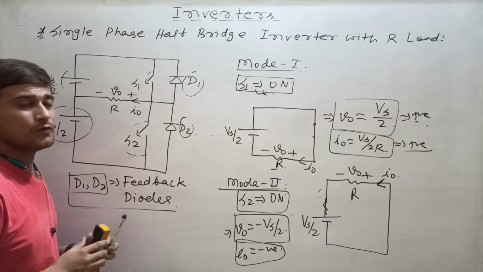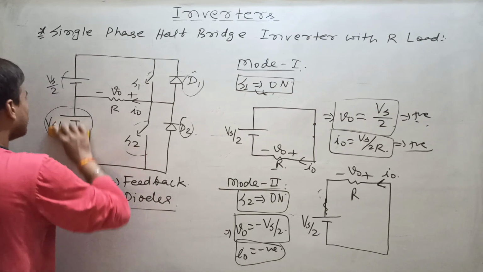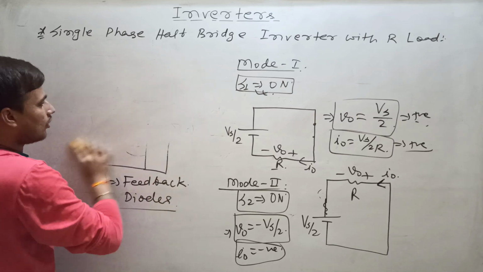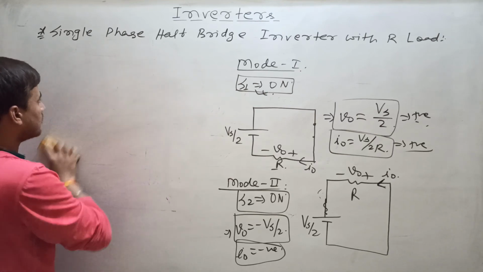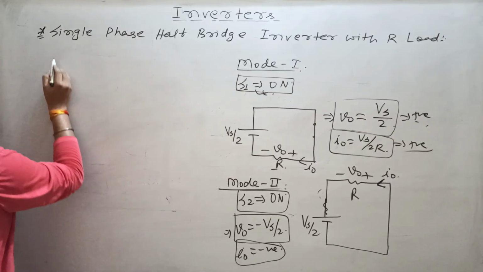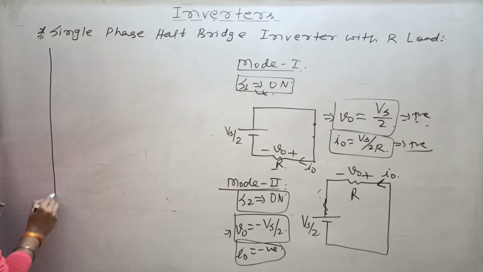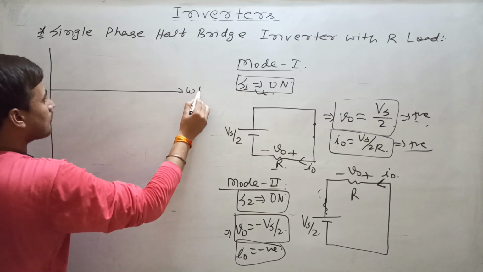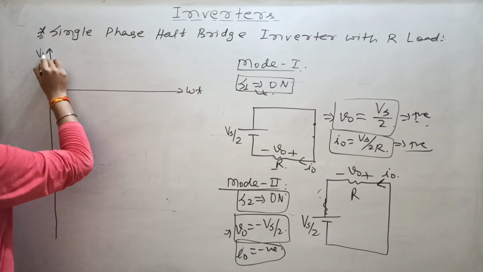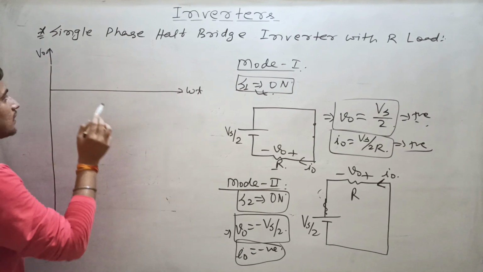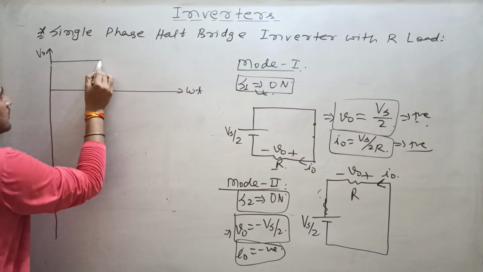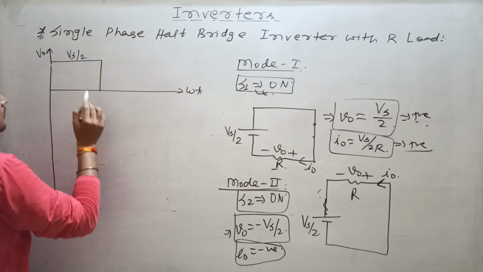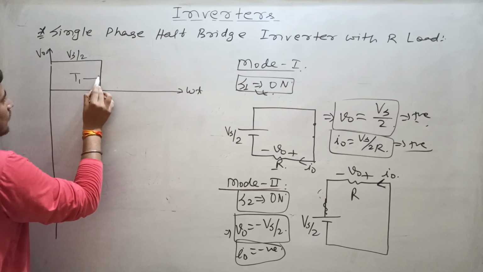So now what will you do? Now you are going to draw the waveform of this half bridge inverter. So let us draw the waveform. First I am drawing the waveform of output voltage, then we will draw the waveform of output current. Clear? When S1 is on, what do you get? Output voltage is coming Vs by 2. Suppose this time is T1.